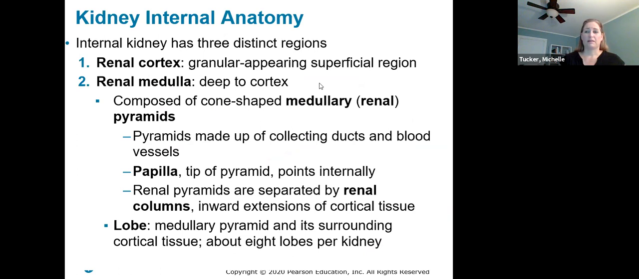So now we're going to talk about macroanatomy, so large sections of the kidney. The kidney is divided into 2 main layers, even though it has 3 distinctive regions. The 2 layers of the kidney are the renal cortex and the renal medulla.